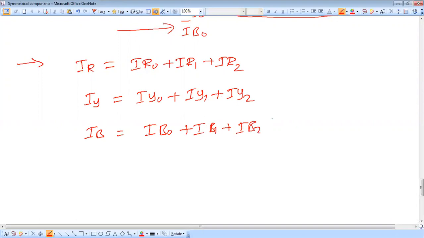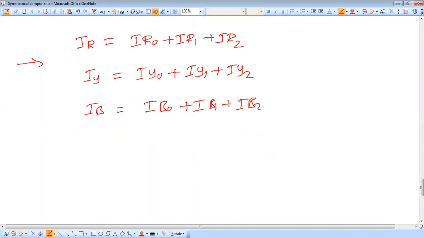Now, why are we coming to the symmetrical component? In this symmetrical component, how many components are required to analyze the unbalanced system? For each phase there are three: IR0, IR1, IR2, IY0, IY1, IY2, IB0, IB1, IB2. Totally 9 components are required to analyze the 3 unbalanced phases. 9 components are required in order to analyze this.